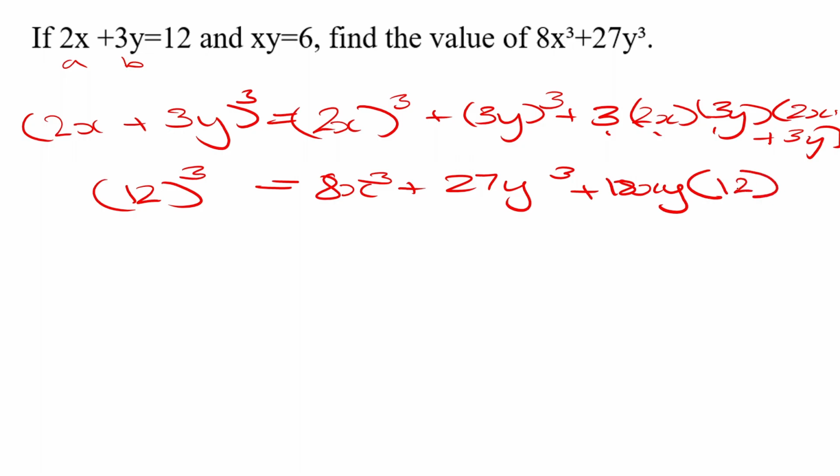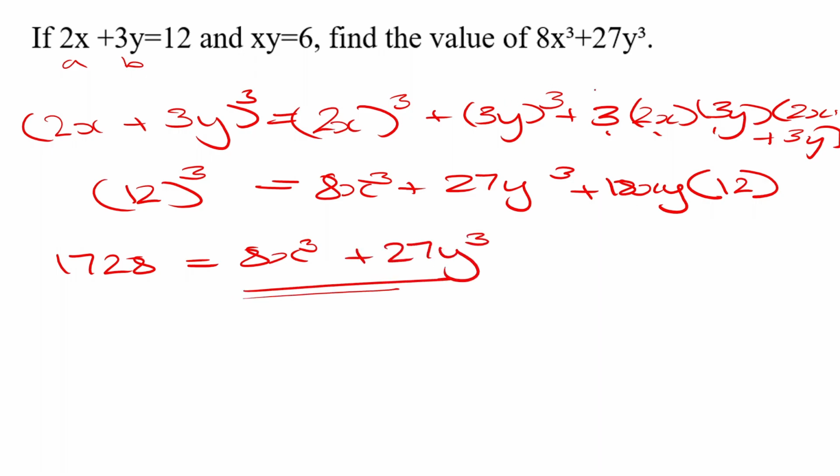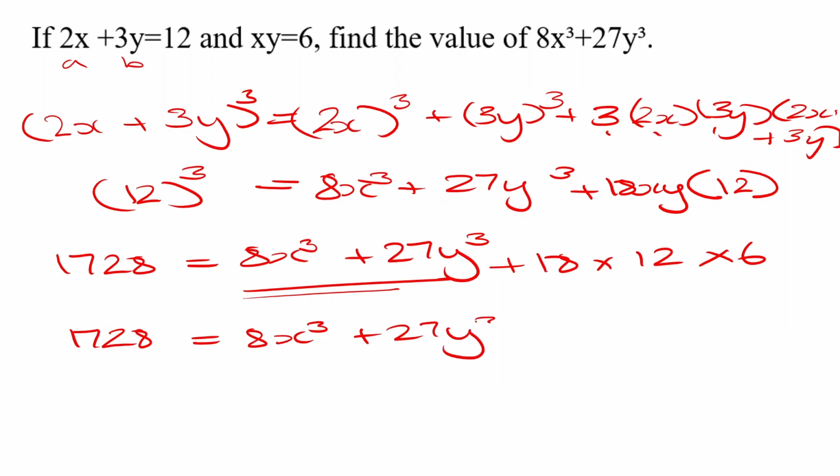Okay, now we know this. What we can further do, see, 12 cube, if you calculate it, that's 1728, is equal to 8x cube. Now we are not simplifying these two terms entirely because that's the value we need to find, okay? 18 into 12 into what is xy's value? 6. So 1728 is equal to 8x cube plus 27y cube plus you multiply 18 and 6.